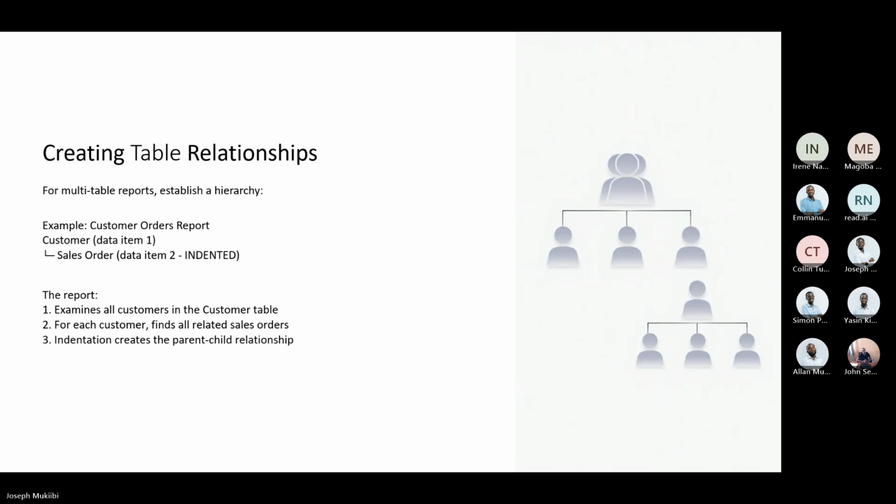So examining all the customers in the table: when you run the report, it will go through all the customers, and for each customer, you find the related sales orders. But if you do it the other way around, only those customers with sales orders will appear, and customers without sales orders won't appear. Yet here in customers, you have all customers, and you can get even those that do not have sales orders.